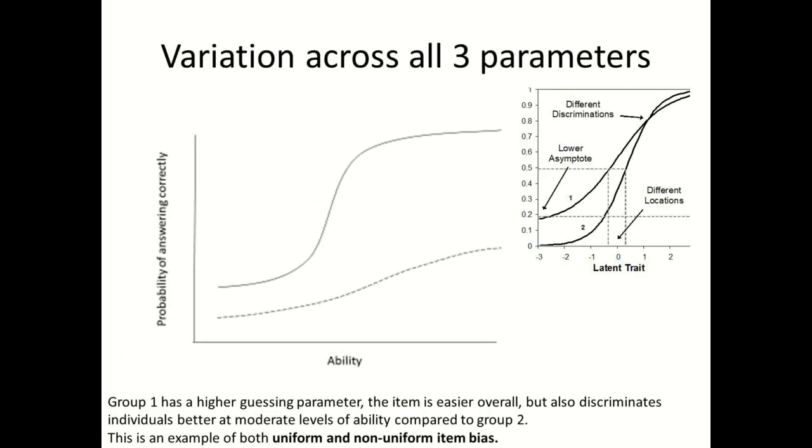You can of course have all sorts of differences at the same time. So here we have one where we have a different intercept, a different slope, and also a different location. So we can have all of these parameters varying at the same time. So here is an example of items that show both uniform and non-uniform item bias at the same time. Right? So these are the three major parameters that we need to look at within item response theory.